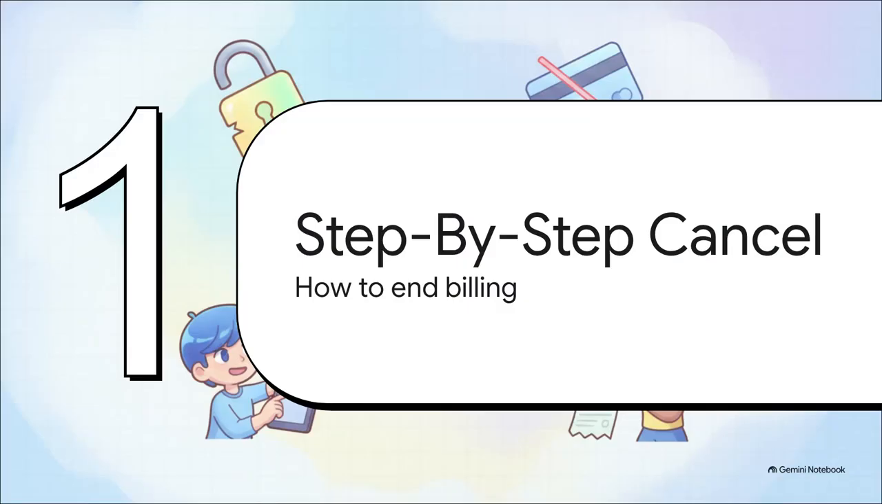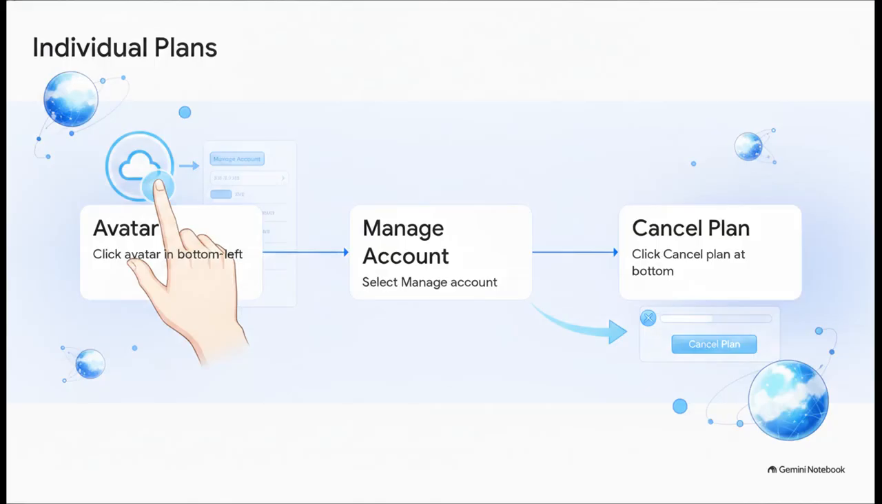Section 3. The step-by-step cancellation. All right, the main event. Let's look at the exact clicks you need to end that billing cycle. If you've got an individual or family plan, like Plus, Professional, or Essentials, and you pay directly through the website, it's super simple, just a 3-step process. Log in, click your little profile avatar down in the bottom left corner, hit Manage Account, and then scroll all the way to the bottom to click Cancel Plan. It'll ask for a reason, you confirm, and boom, you're out.